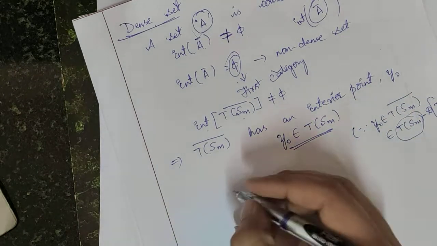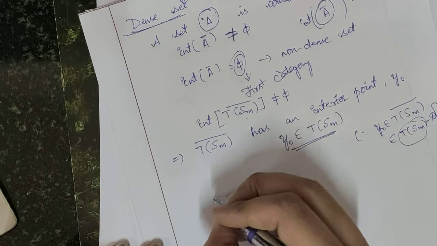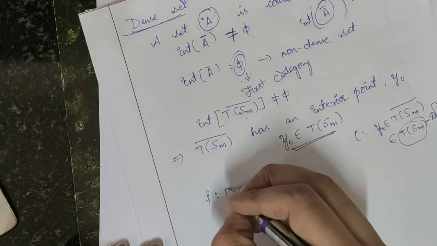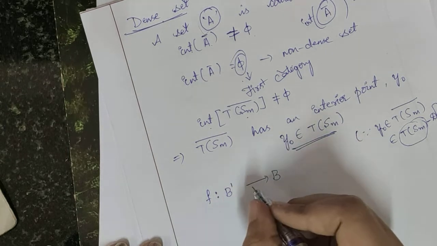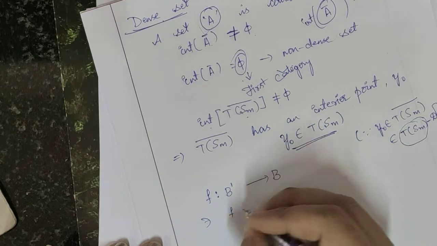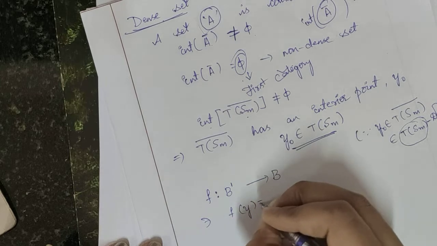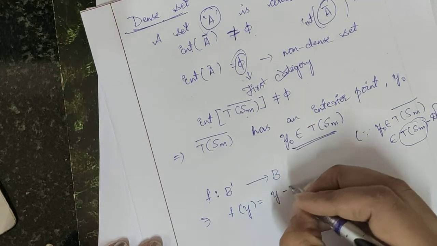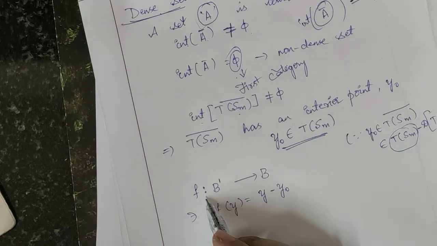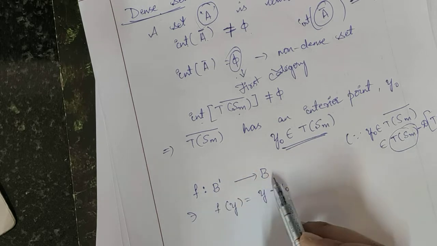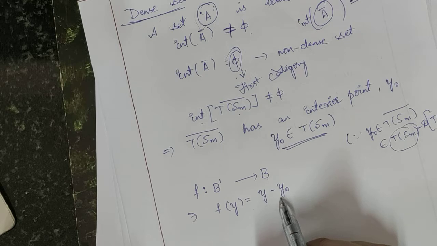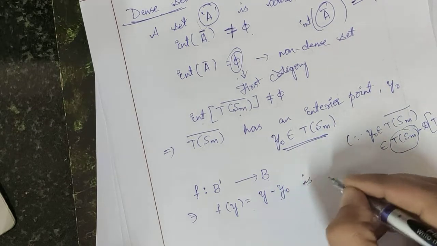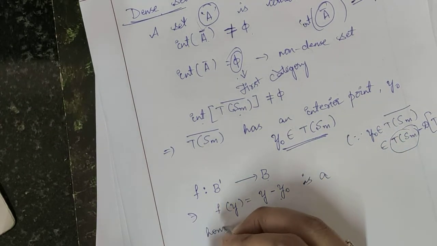So now we can construct a mapping from B prime to B. This is a mapping such that here the points are f of y is equal to y minus y0. We are constructing a mapping f from B prime to B such that f of y is equal to y minus y0, which is a homeomorphism.